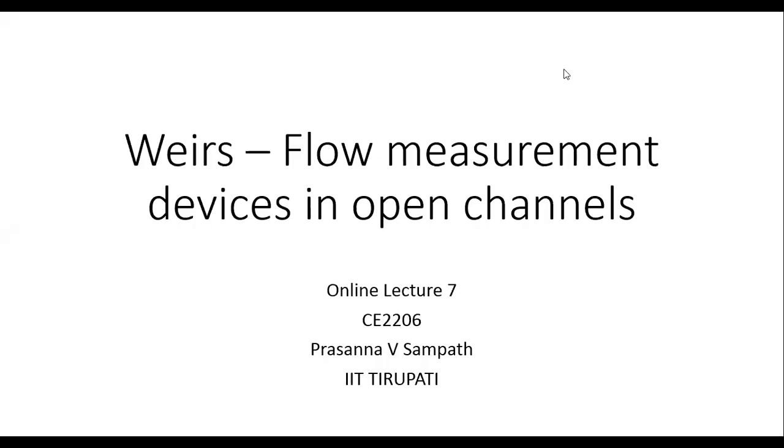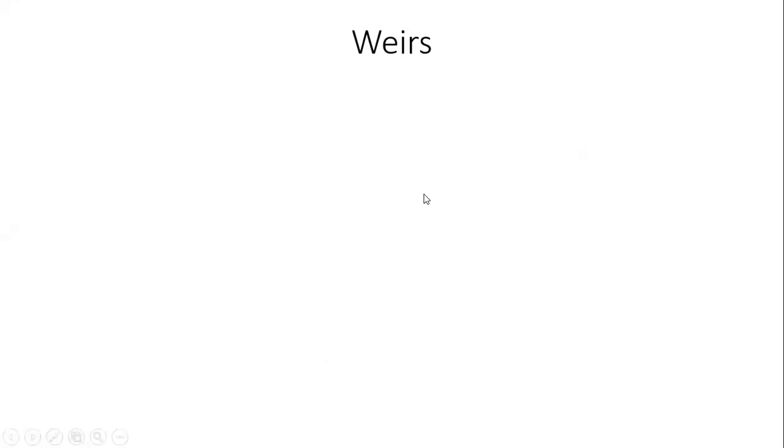Hello students. So today's lecture we are going to be discussing weirs, which are basically flow measurement devices in open channels. Okay, so let's quickly get into an overview about weirs. So a weir is essentially an obstruction in the channel of some height. Okay, so a weir is an obstruction that is constructed across the channel of some height.